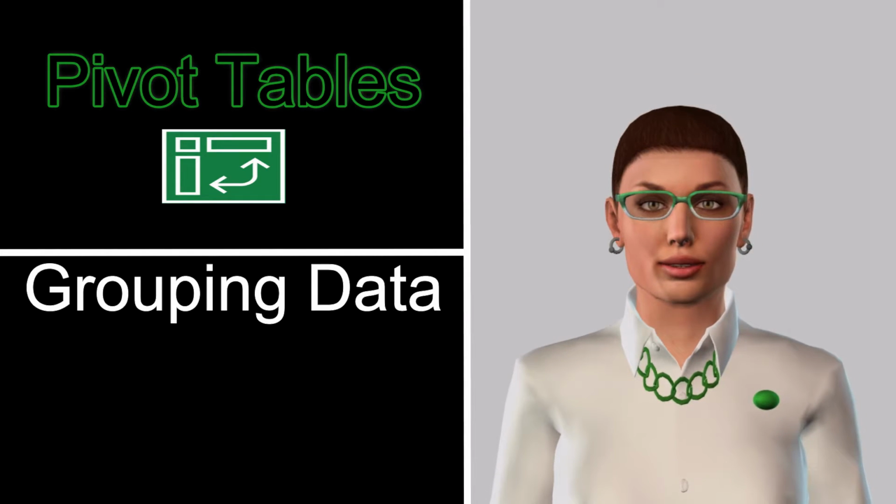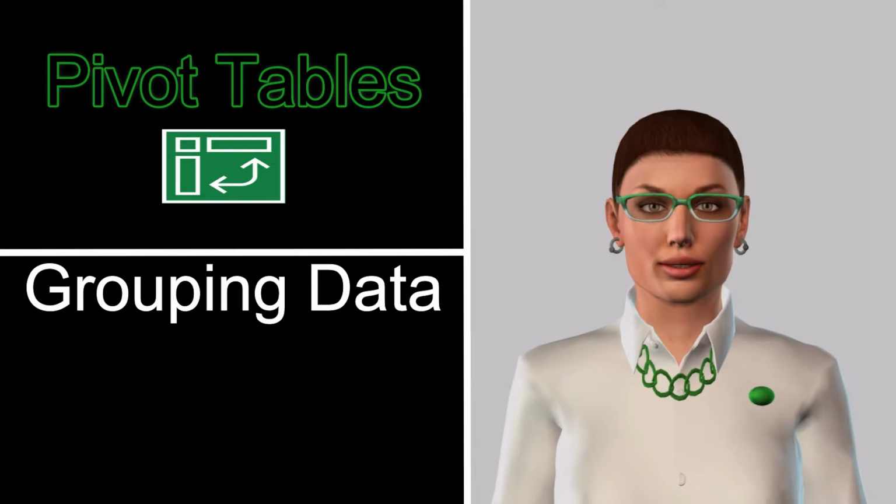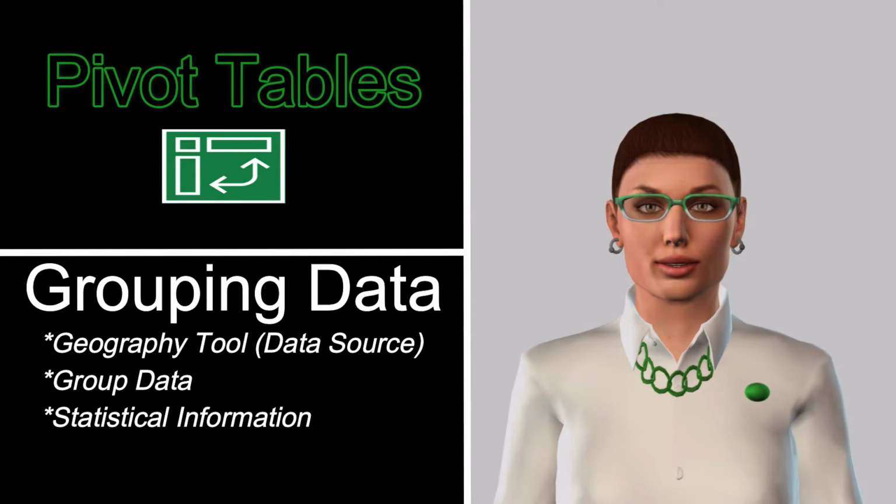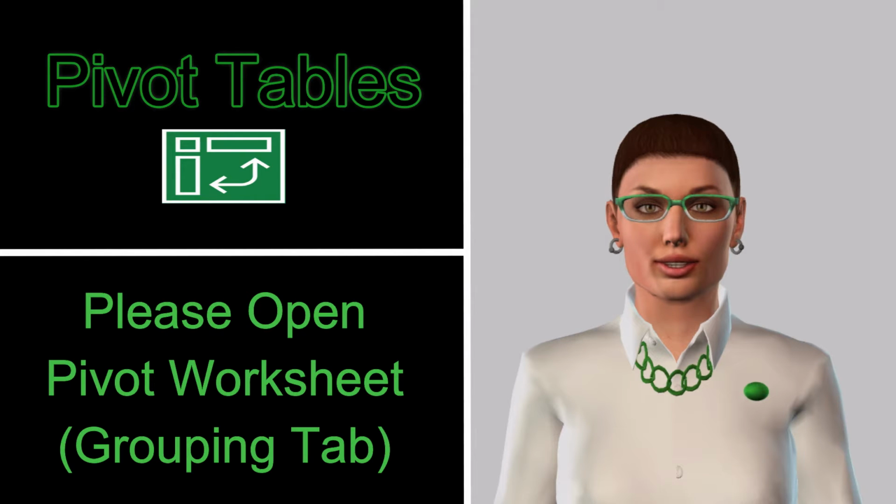Today, we'll discuss grouping data within our pivot table. We'll use the geography tool covered in the previous lesson as our data source today. We will then group our data to get statistical information. I'm looking forward to sharing this information with you, so let's go ahead and dive right in. Please open the pivot worksheet and go to the grouping tab to follow along in this lesson.